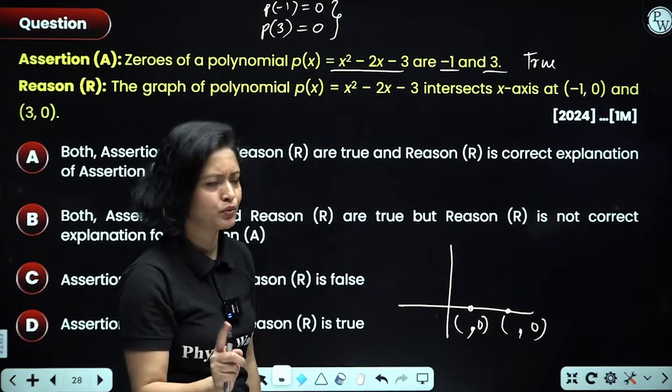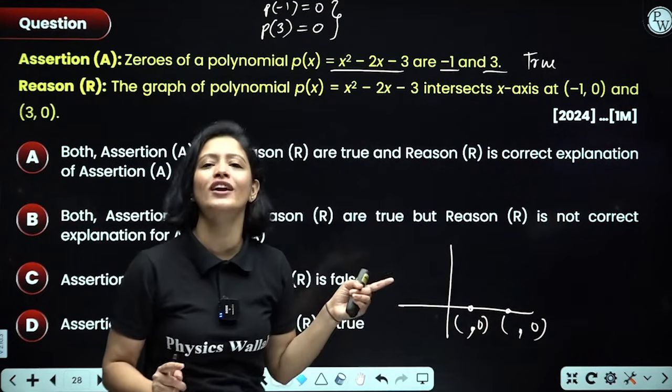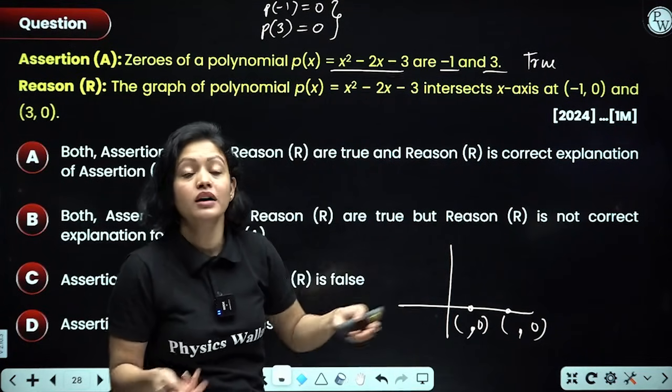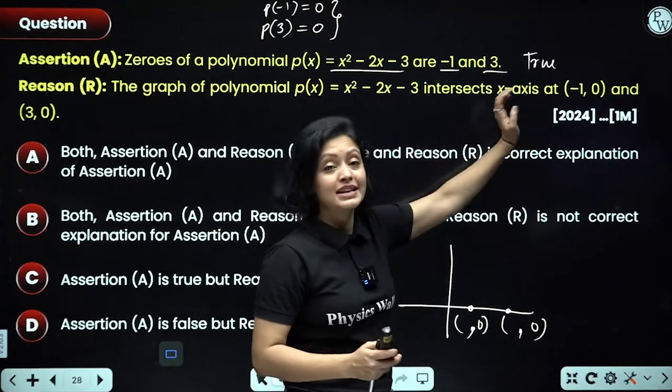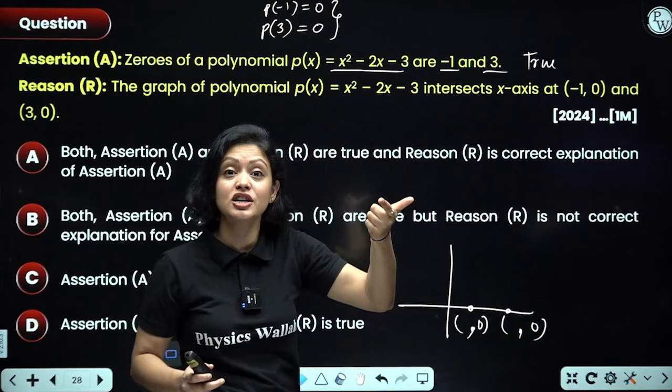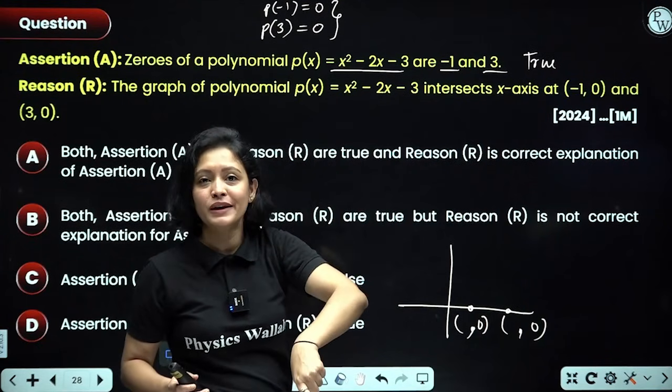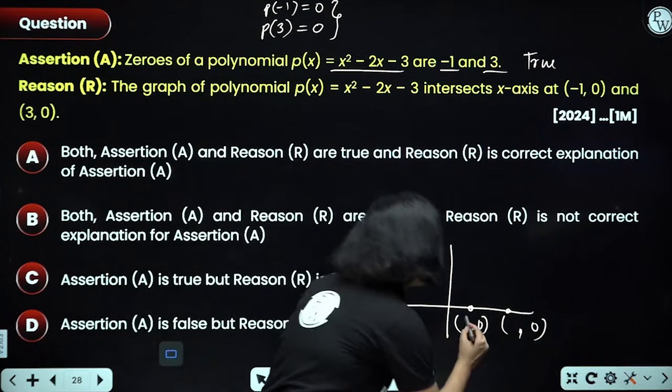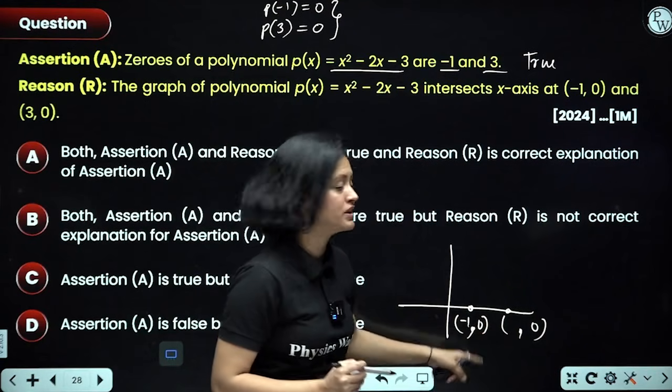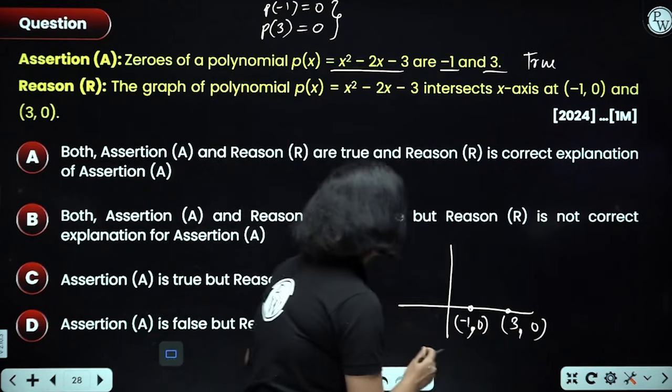Value of y coordinate would be 0. What would be the value of x coordinate? Not 0, the zeros here. For example, at x equals negative 1, y is becoming 0 or p(x) is becoming 0, right? So, at x equals negative 1, p(x) is becoming 0. At x equals 3, p(x) is becoming 0.